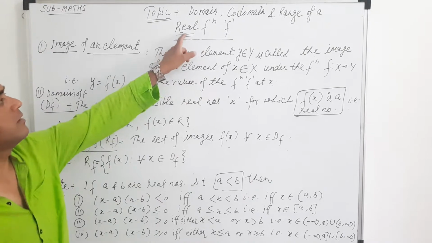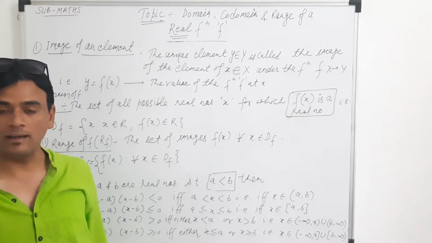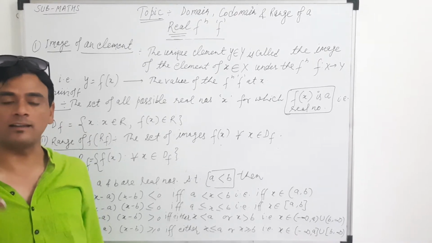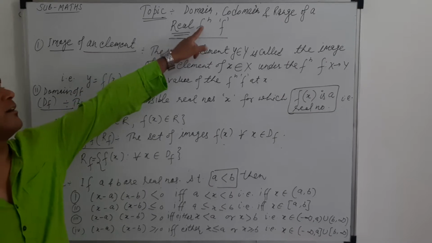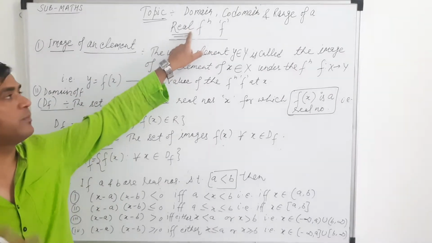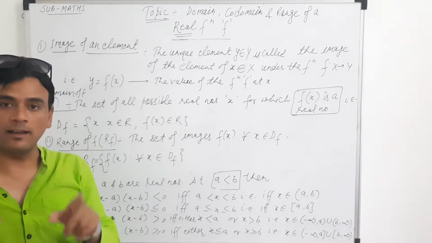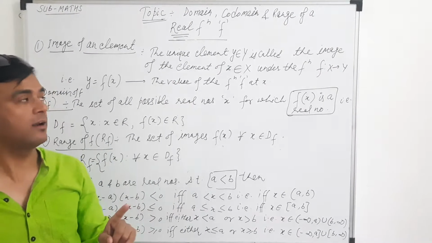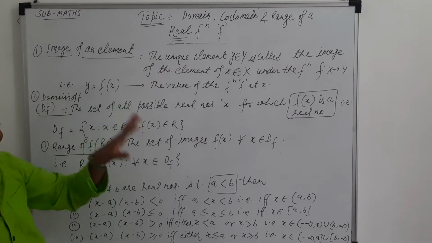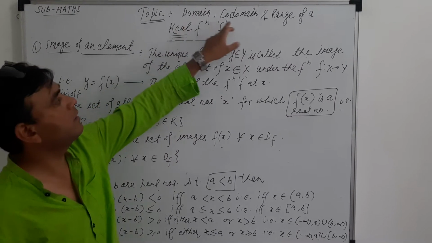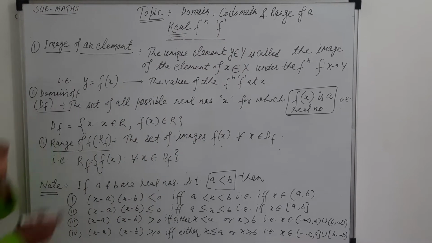And after that, a real function: if any function has its domain and its range both as real numbers or subsets of real numbers, in that condition that function is called a real function. I repeat this again. If the domain and range of any function are real numbers or subsets of real numbers, in that condition that function is called a real function. Now, one by one, we will discuss the domain, codomain, and range of any real function. So, let's have a look here.